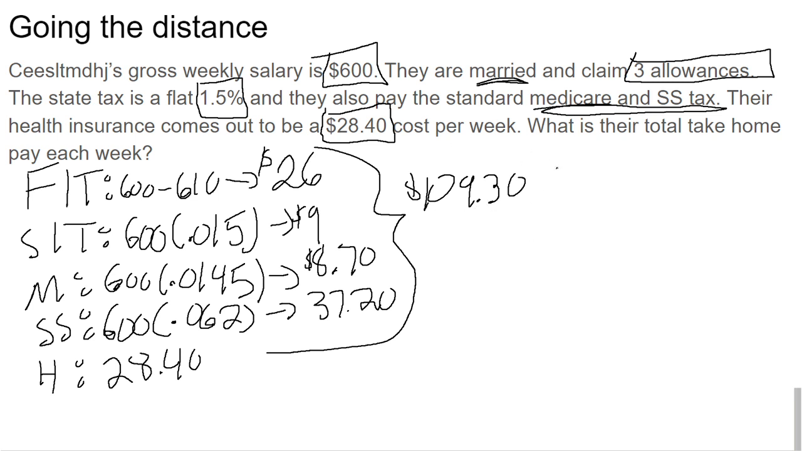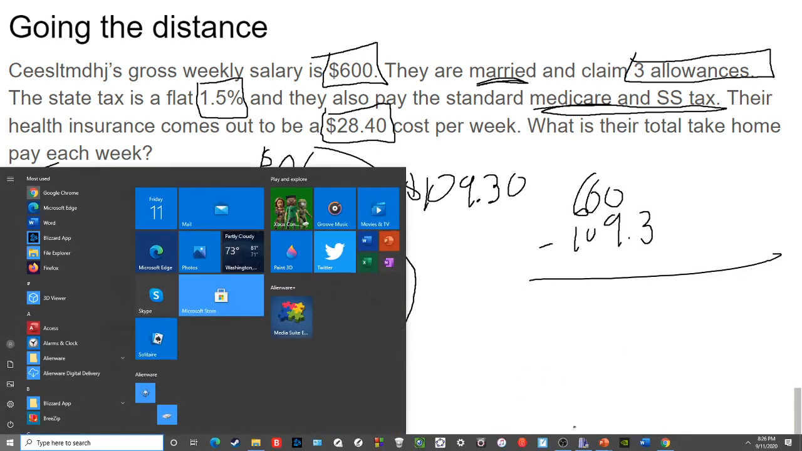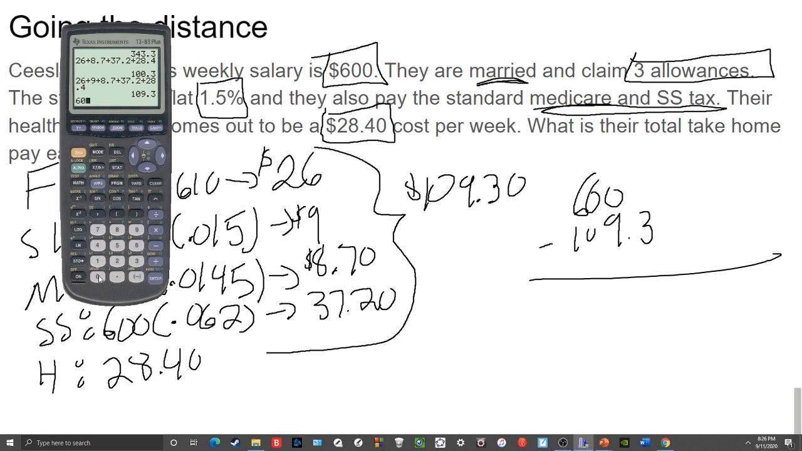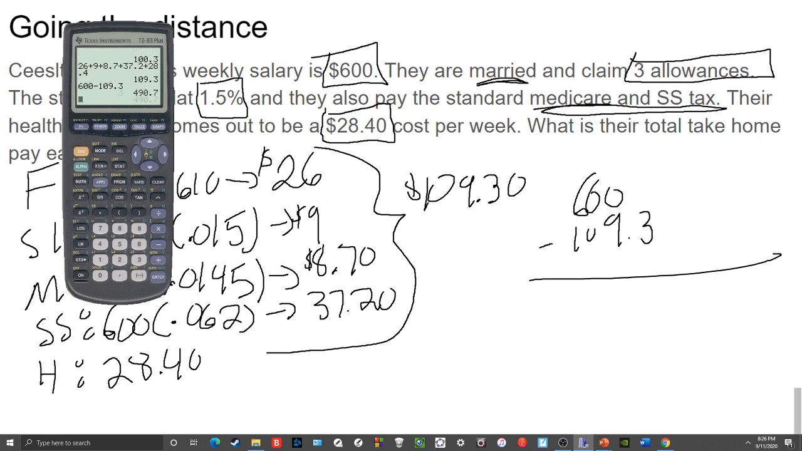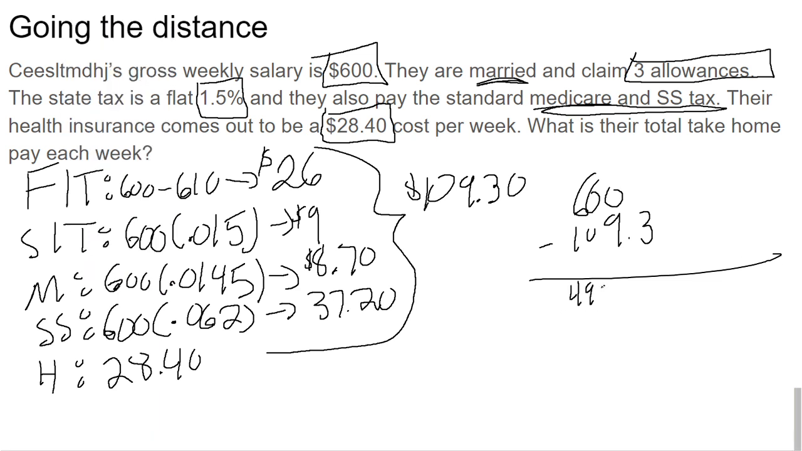Now it says what's her take home pay each week. So 600 minus 109.3, we get 490.7. So $490.70 is how much she's going to take home.